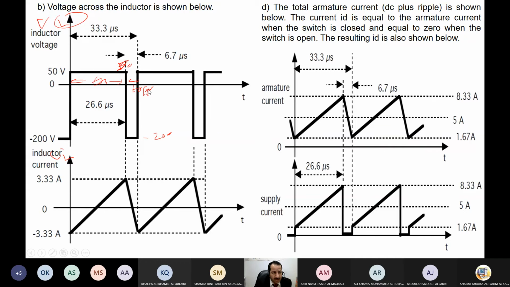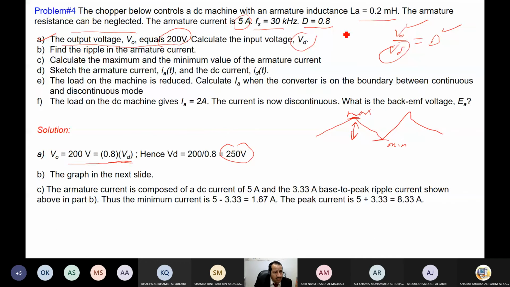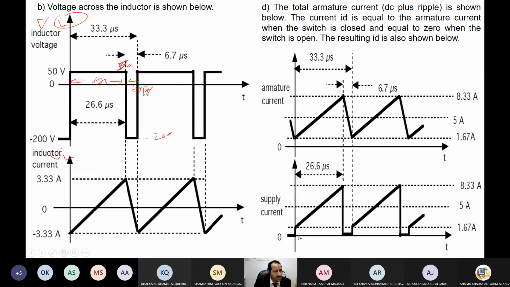Let me take you back. Have a look. We have D. It's given to me. I know that T on equals DTS. We discussed this before. And T off equals (1 minus D)TS. I have TS, I have D. Let's substitute to find them. I substituted, and I find that this is T on and this is T off, as you can see. When we sketch, we have the graph. It is in the slide, but we need to specify the values here.